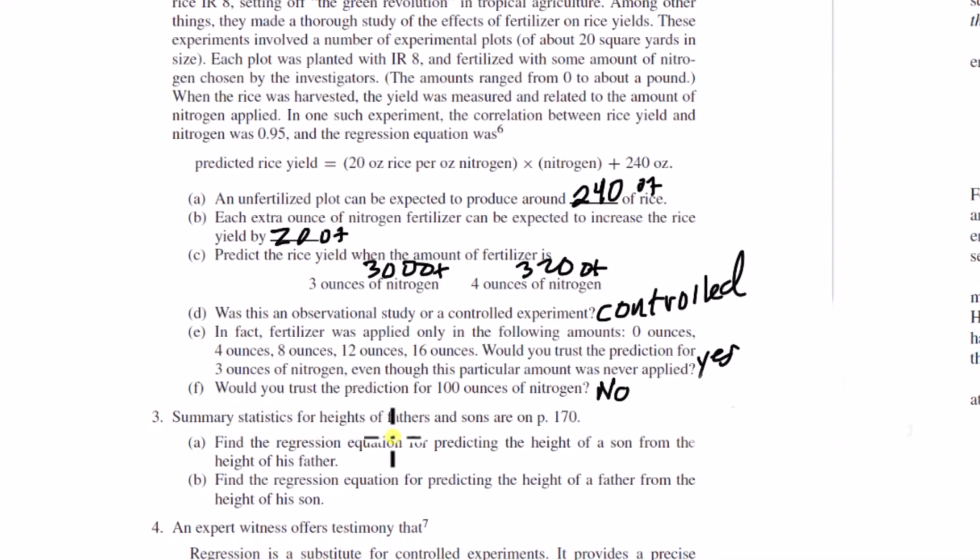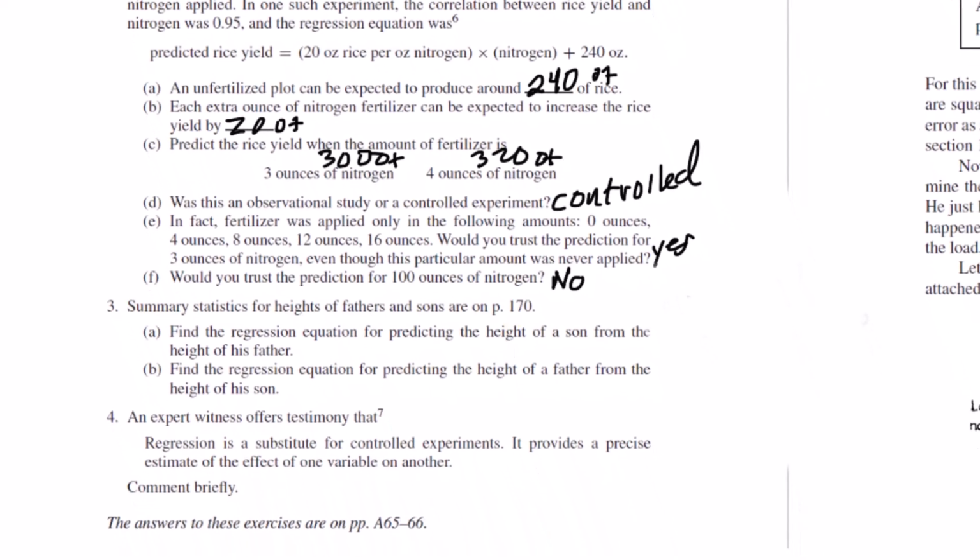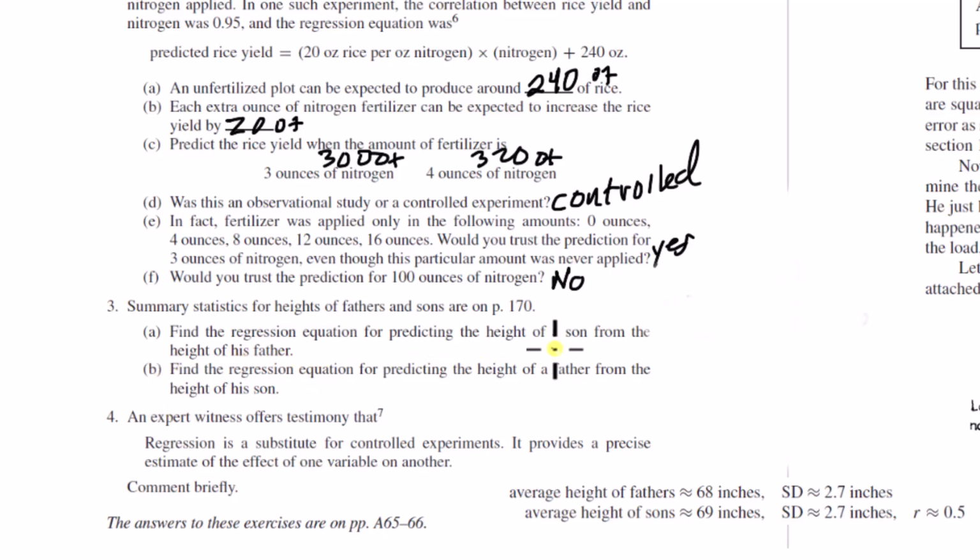Okay, summary statistics for heights of fathers and sons are on page 170. All right. Here we go. There's the statistics. Find the regression equation for predicting the height of a son from the height of his father, and find the regression equation for predicting the height of a father from the height of his son. Okay, so in both cases, we're going to have the same slope. The slope is going to be, because the standard deviations are the same, dividing those, you get 1, and then you multiply by r. So the slope is going to be 1/2 for both of these equations, okay?